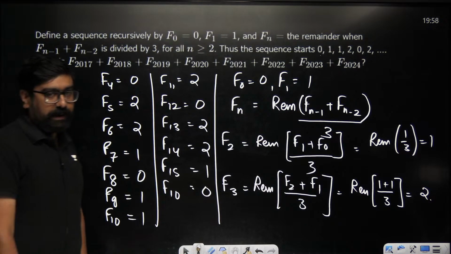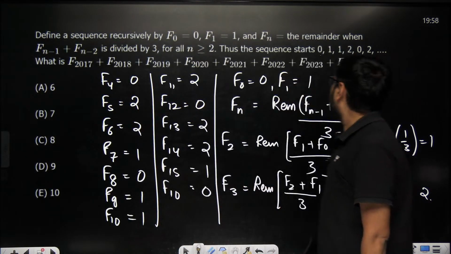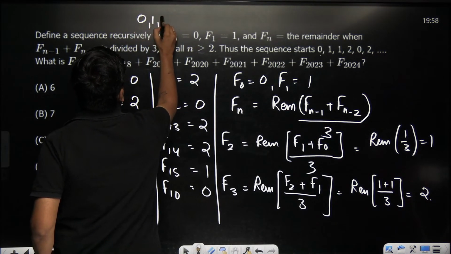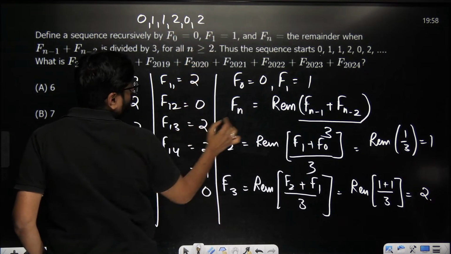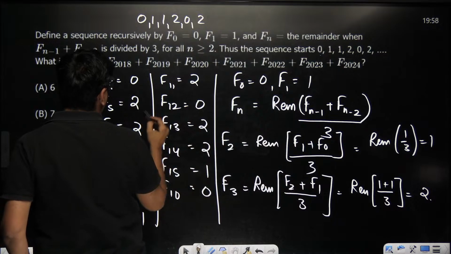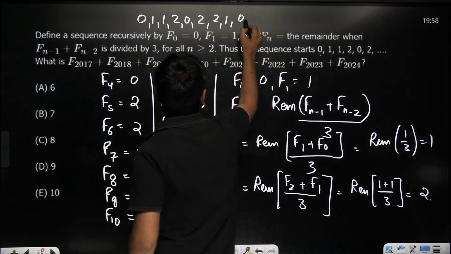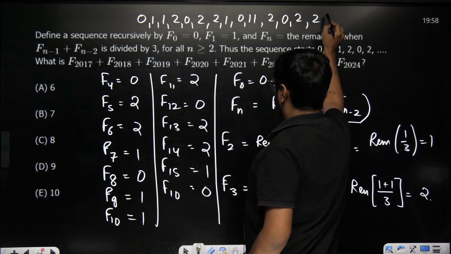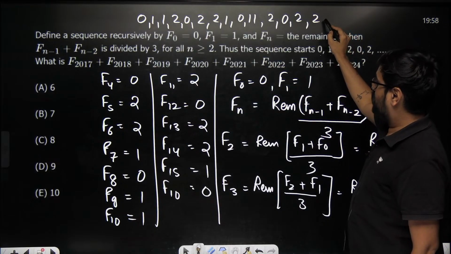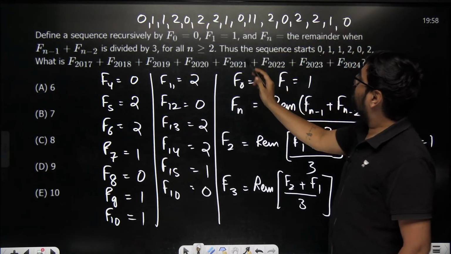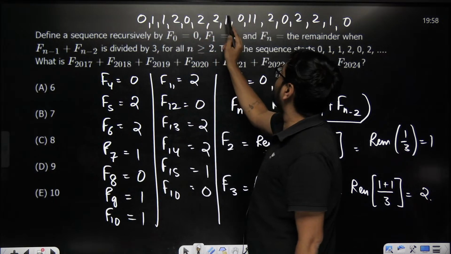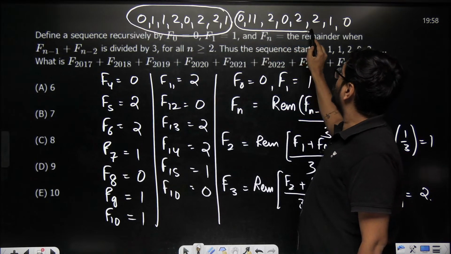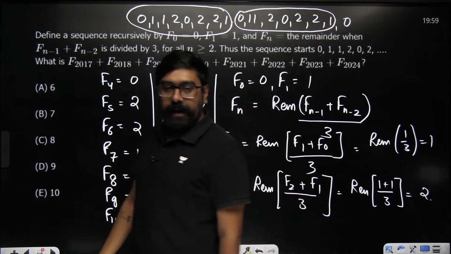After how many terms are the things repeating? What do you think? 0 1 1 2 0 2, so I'll write 0 1 1 2 0 2, again 2 1, 0 1 1 2 0 2 2 1 0. Now you see 8 terms, right? 1 2 3 4 5 6 7 8. After 8 terms, this thing has again repeated: 0 1 1 2 0 2 2 1. Again 0 came. 8 terms.